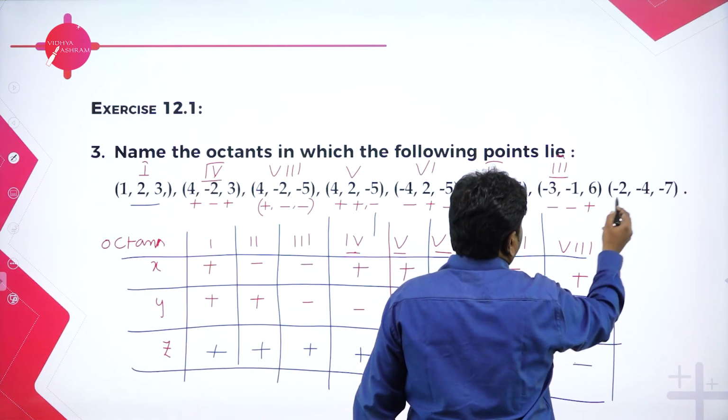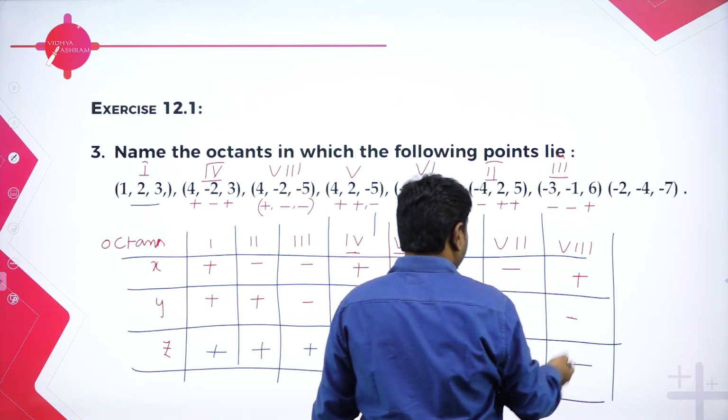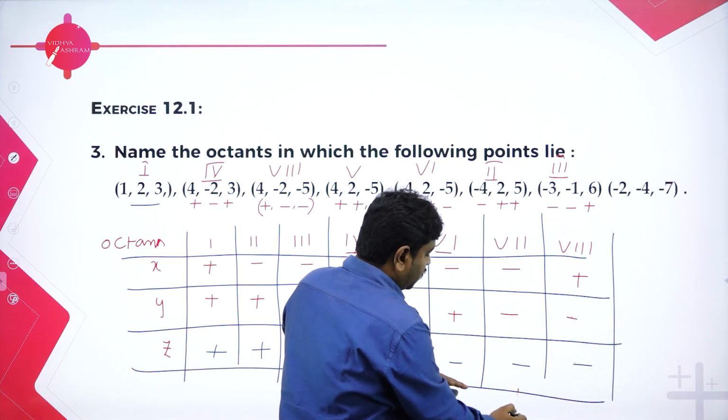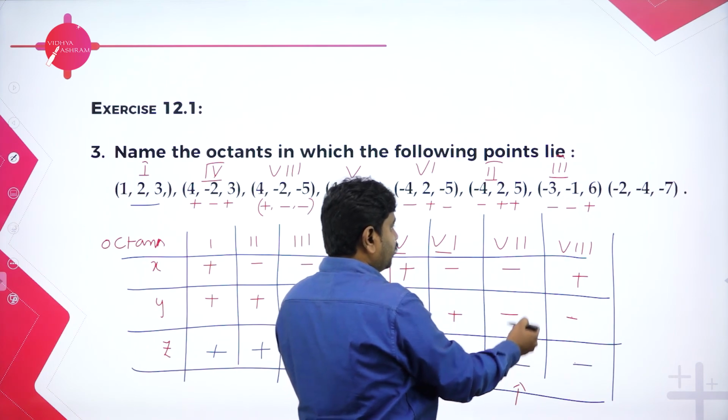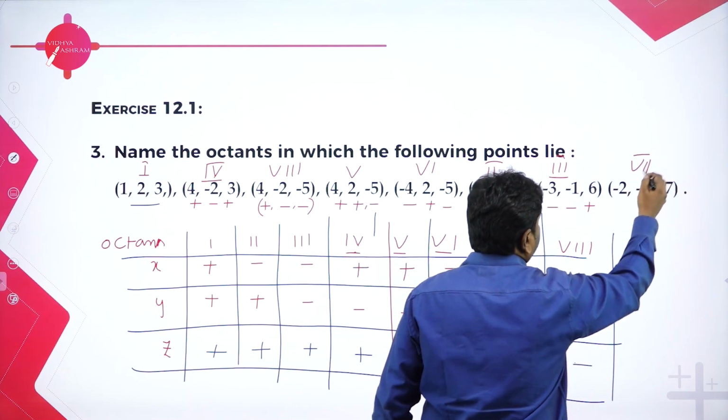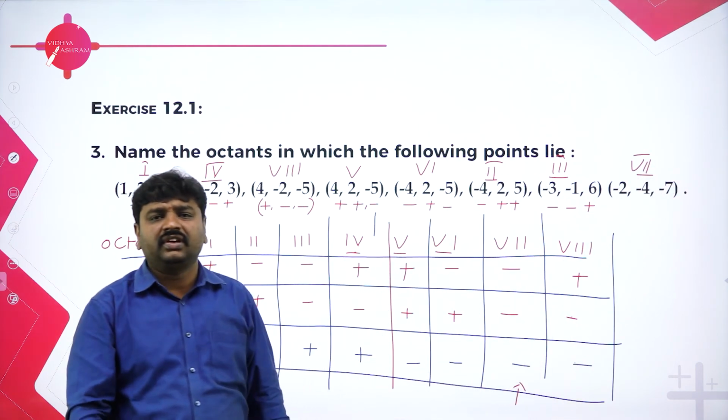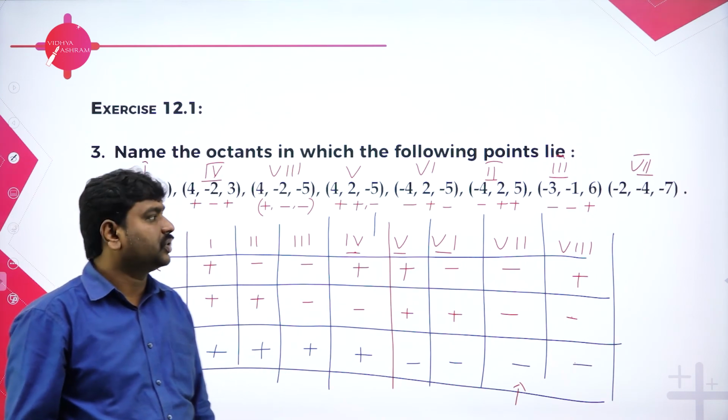And the last one is what? Minus minus minus. All are minus means the seventh octant. X negative, y negative, z negative, seventh octant. That's it. Dear students, you can solve it easily if you know the octant system.